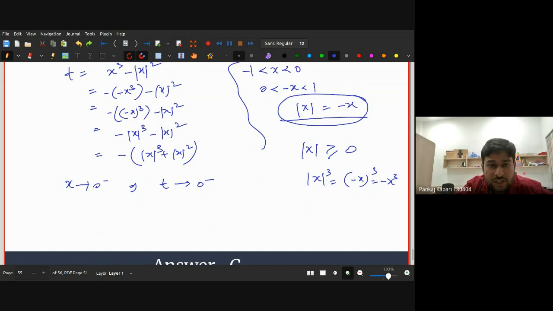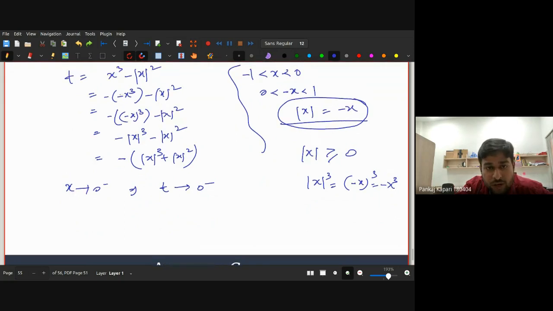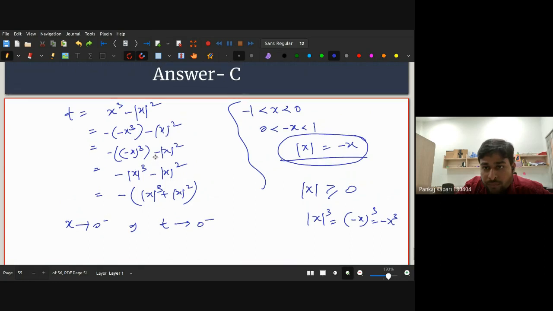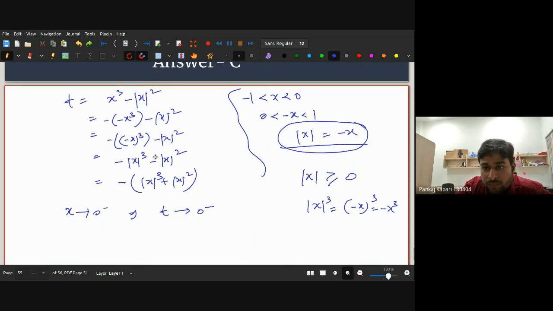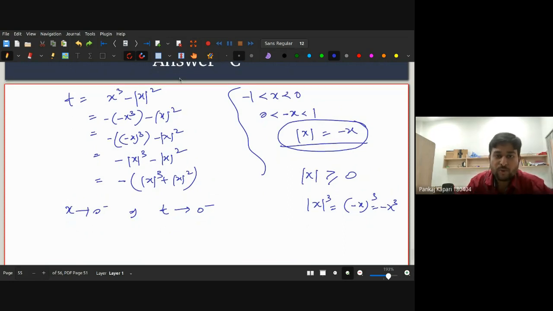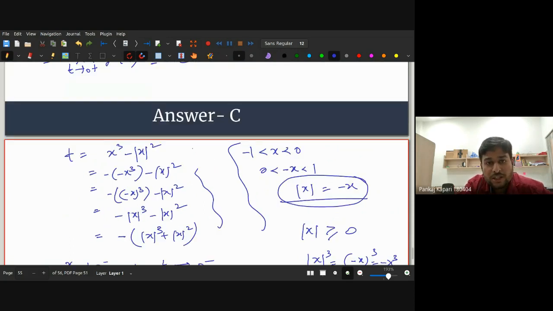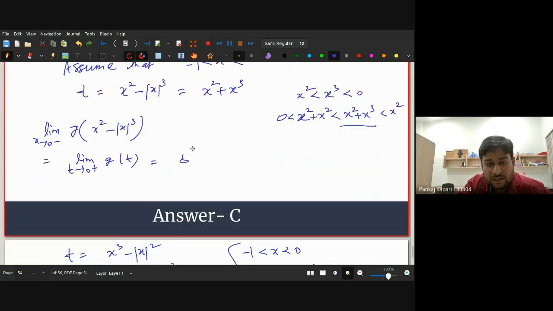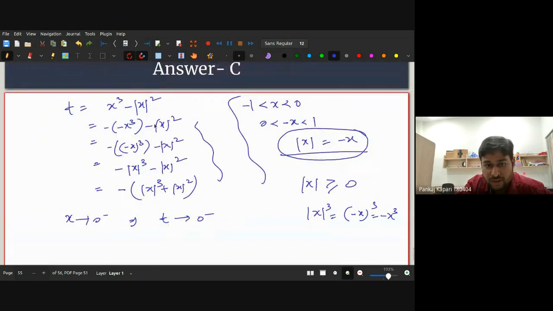Still, we cannot say that this t is negative. We have to again determine the sign, right? I think there is some problem with this calculation. I think this will just complicate the matter. Whenever you see the modulus, it's best to just remove the modulus sign, assuming the sign of your x. So I think this is just complicating the matter.